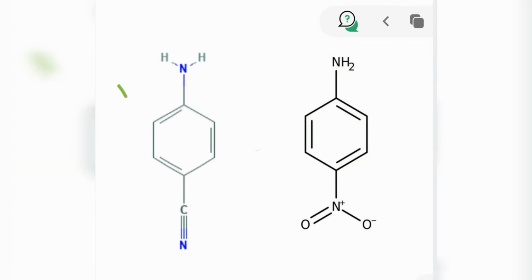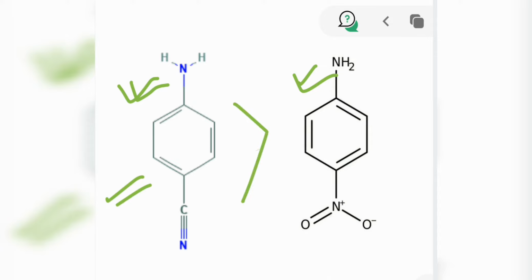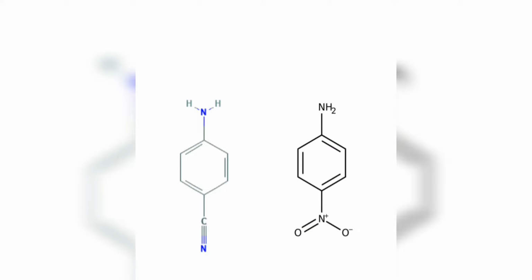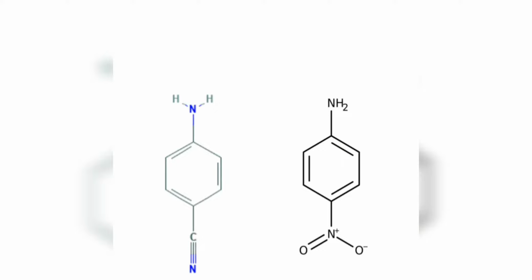Here you can see the structure of 4-cyanoaniline and 4-nitroaniline. Now we have to give a reason why this molecule here is more basic than this molecule. Now we know that there are certain groups which show electron withdrawing properties and electron donating properties. With these two effects arise two electronic effects, the mesomeric effect and the inductive effect. Mesomeric effect can be either plus or minus, and inductive effect can either be plus or minus.